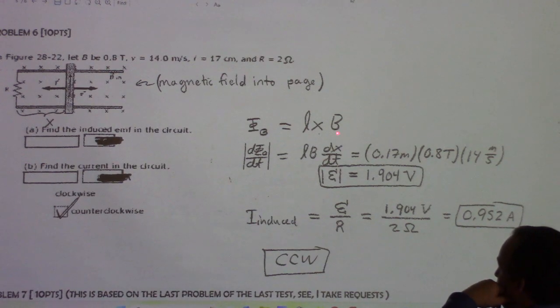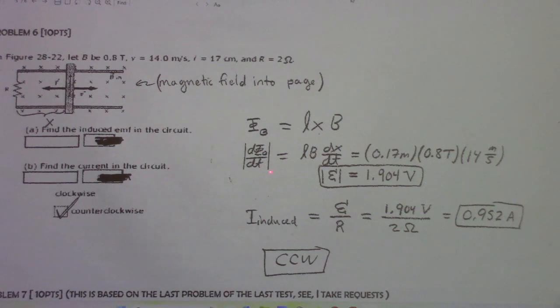So L x B is the magnetic flux, and if I calculate the magnitude of the derivative of the flux with respect to time, I get L B dx/dt. We're given dx/dt is 14 meters per second, and the magnetic field is 0.8 teslas, and so we get 1.904 volts for the voltage induced. Because we have the resistance, and we're assuming the rest has essentially no resistance compared to the resistor, we can find the current by Ohm's law, the induced voltage divided by resistance, which gives me 9.952 amps.